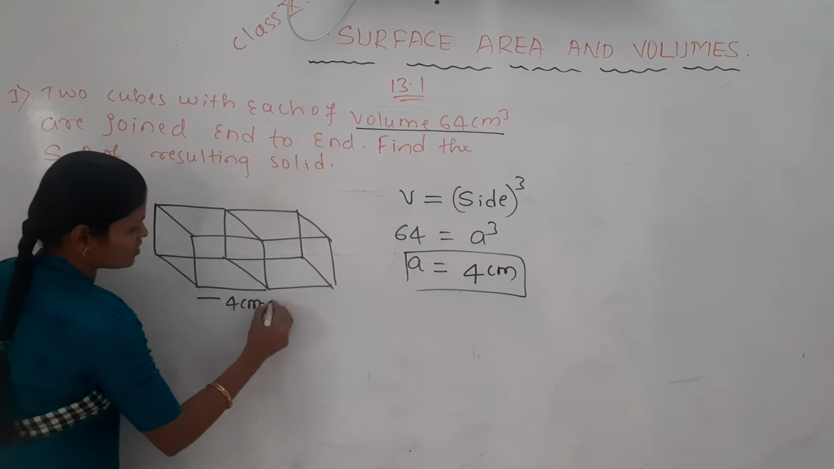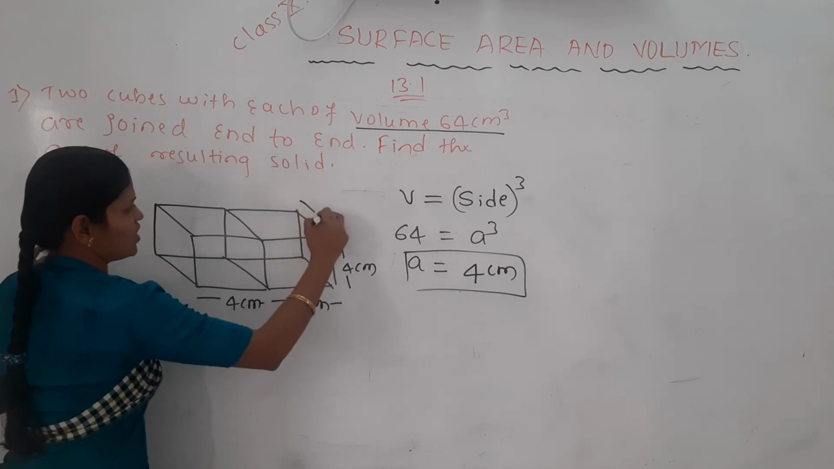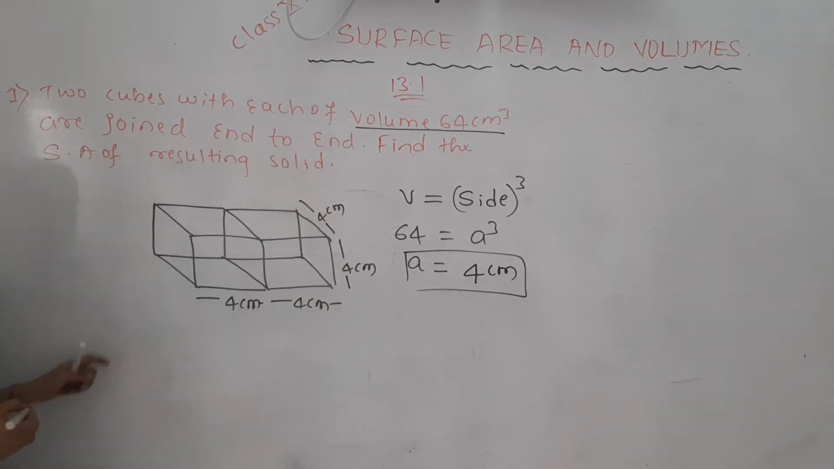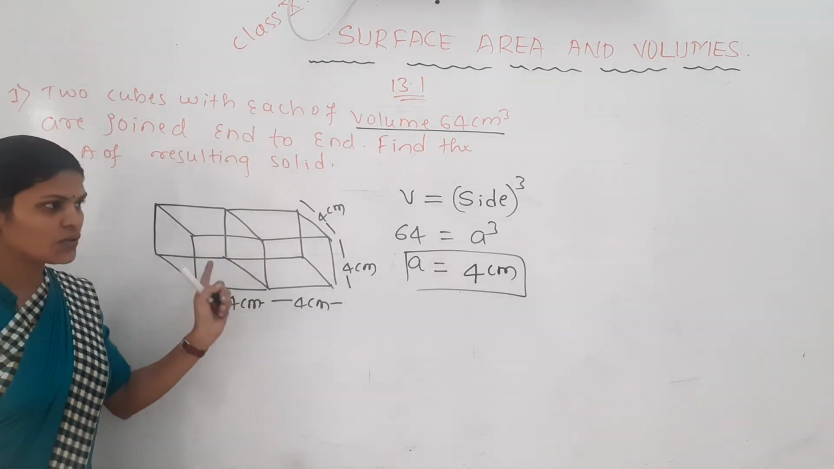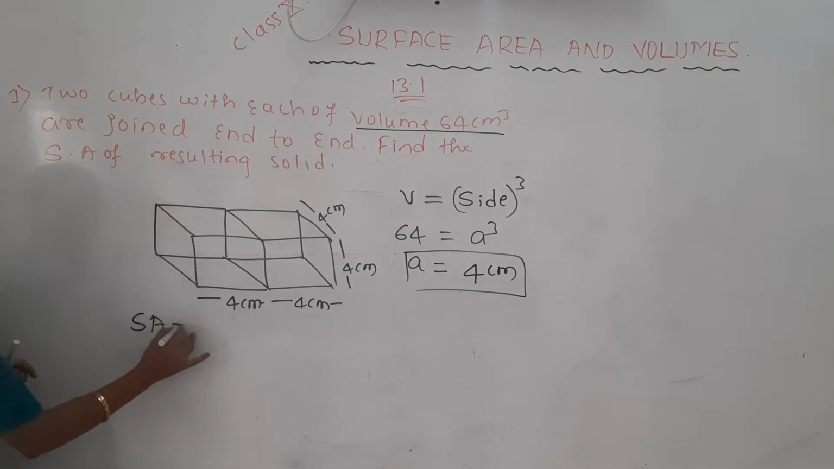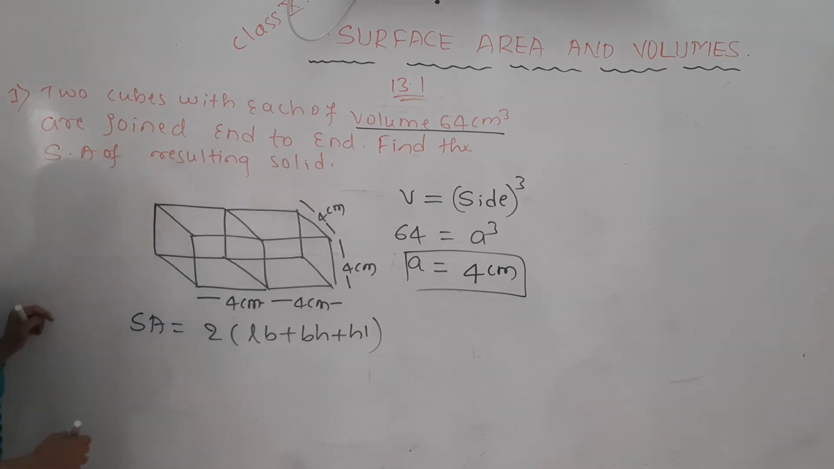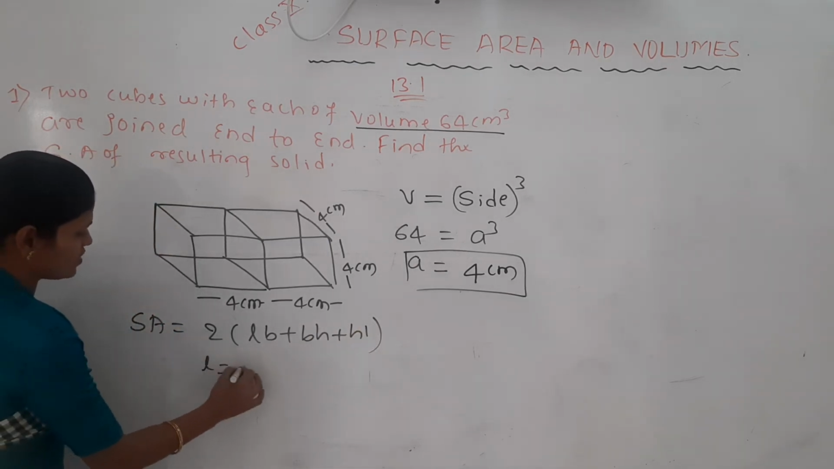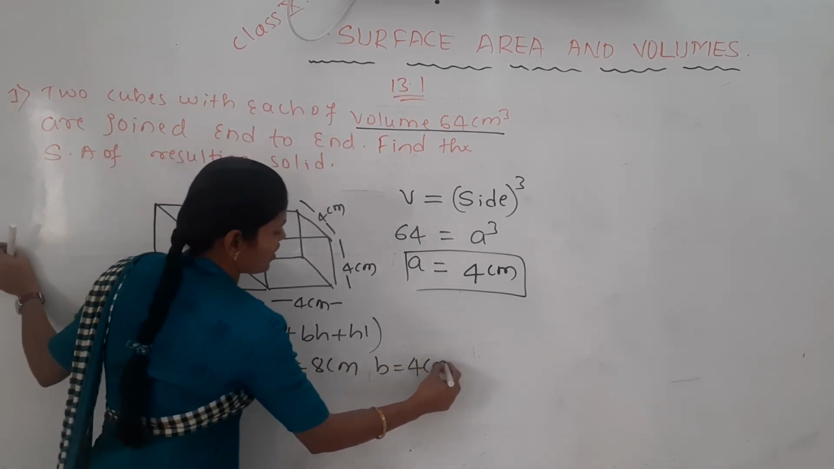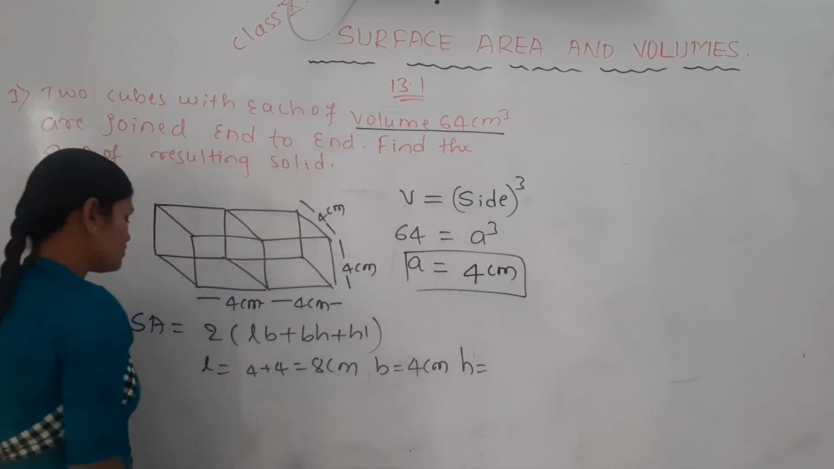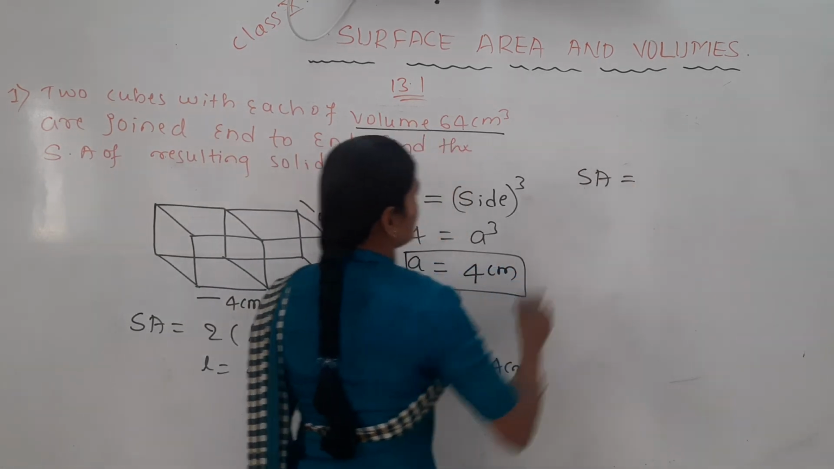Then you know the side of the cube is 4 centimeter, and this is also 4 centimeter. Then the height of the cube is also 4 centimeter and its breadth also 4 centimeter. Means you will get a cuboid here. The resultant solid is which shape? Cuboid. You know how to find the surface area of the cuboid: 2 times (lb plus bh plus hl). l, the length of the cuboid, is 4 plus 4, 8 centimeter, breadth is 4 centimeter, and height is also 4 centimeter.